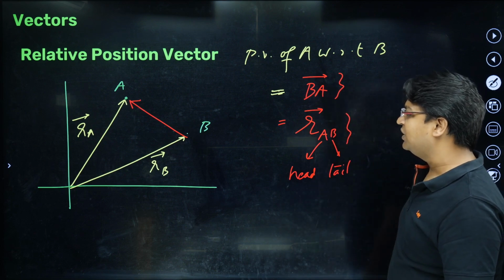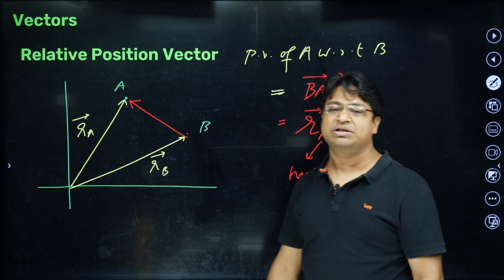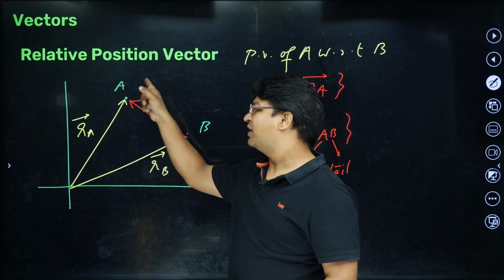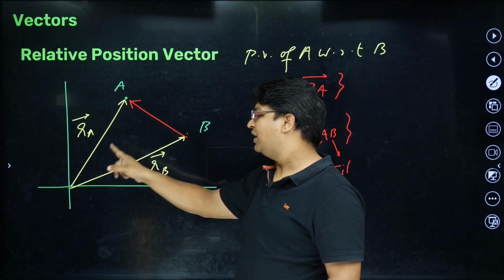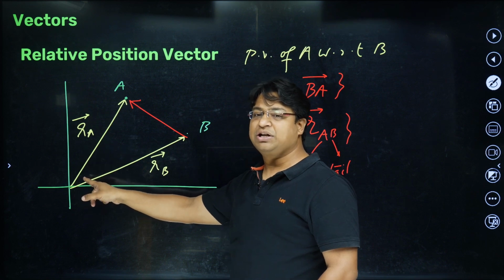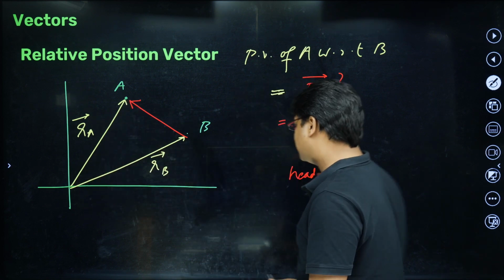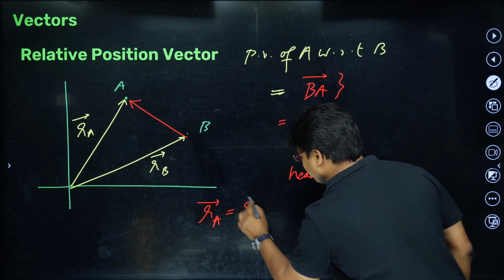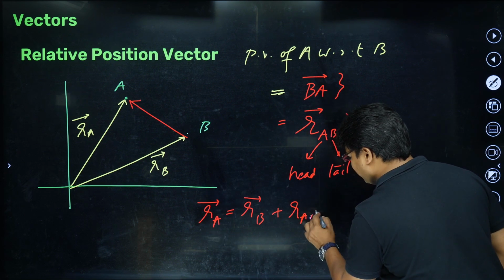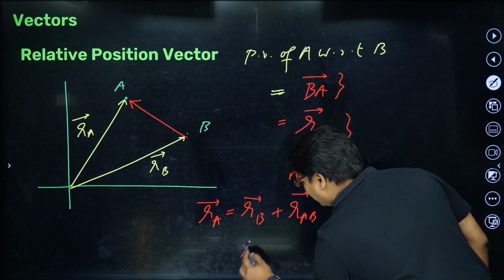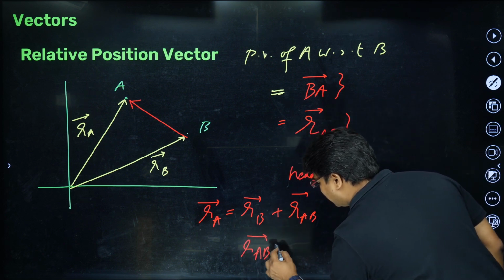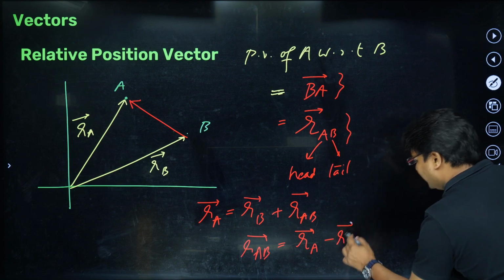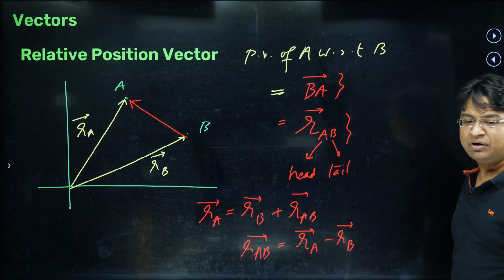In this triangle, can you figure out which one will be called the resultant? If you ask me, the head of RA vector coincides with the head of another vector, and the tail of RA vector coincides with the tail of another vector. So RA would be the resultant vector. In other words, RA vector will be equal to RB vector plus RAB vector. Or we can rearrange this: RAB vector will be given by RA vector minus RB vector. And what does this tell me now?